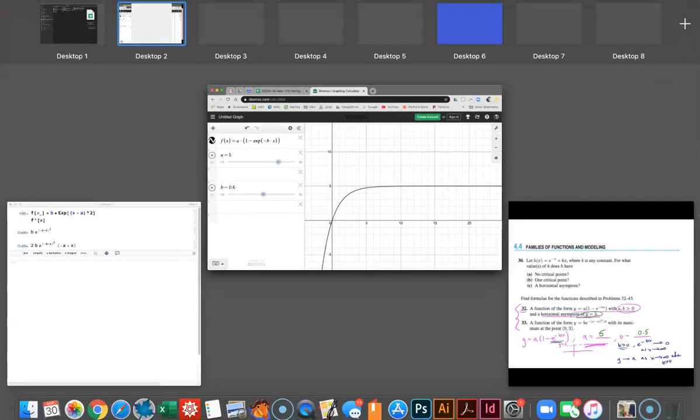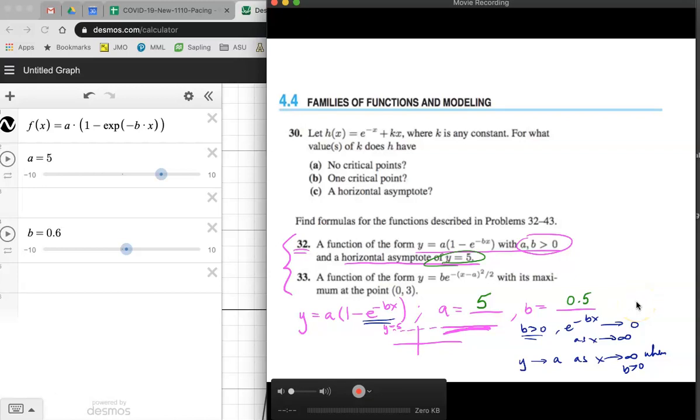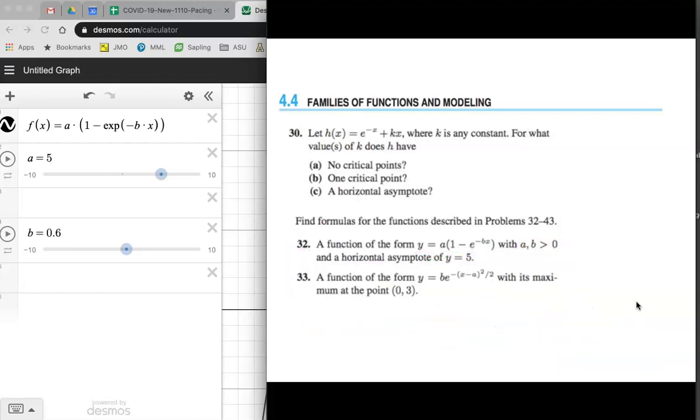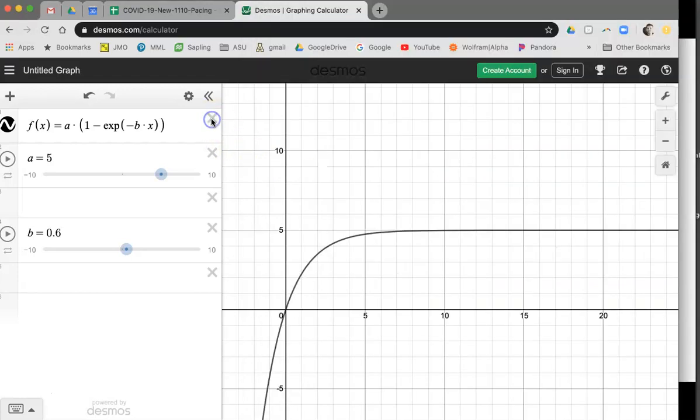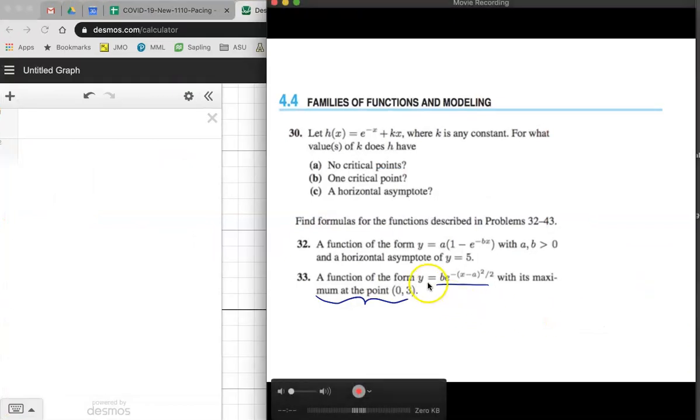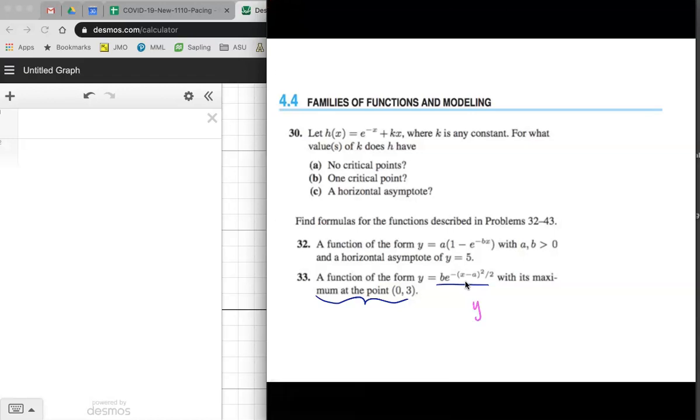So there is an example of another function where the parameters can be chosen to achieve a certain goal. Here's another example. We want to find a function of this form which has a local maximum at the point (0, 3). Let me clear out Desmos here. Let's take a look at what a function like this might look like, and then figure out what a and b could be.